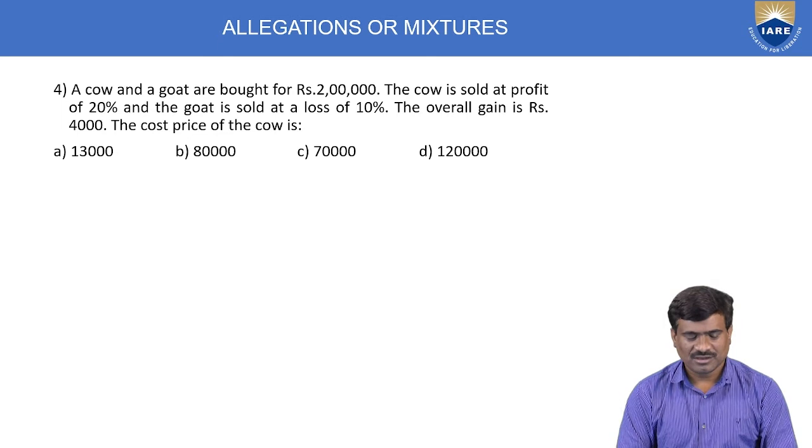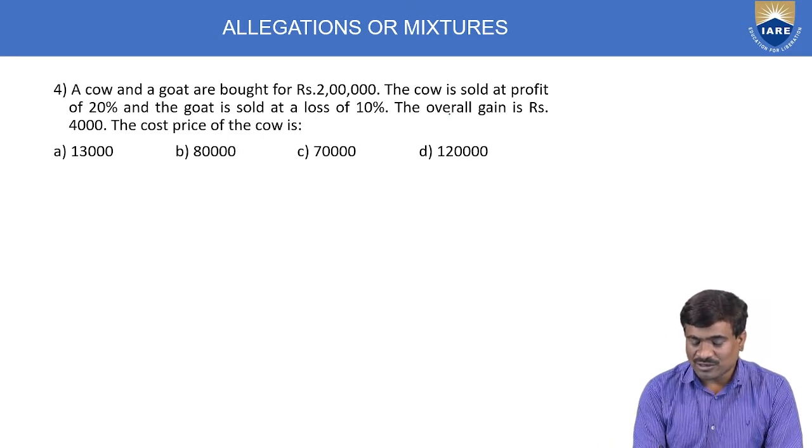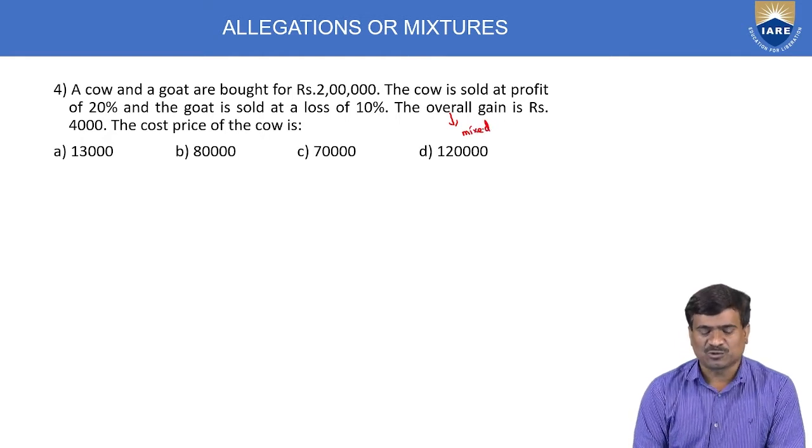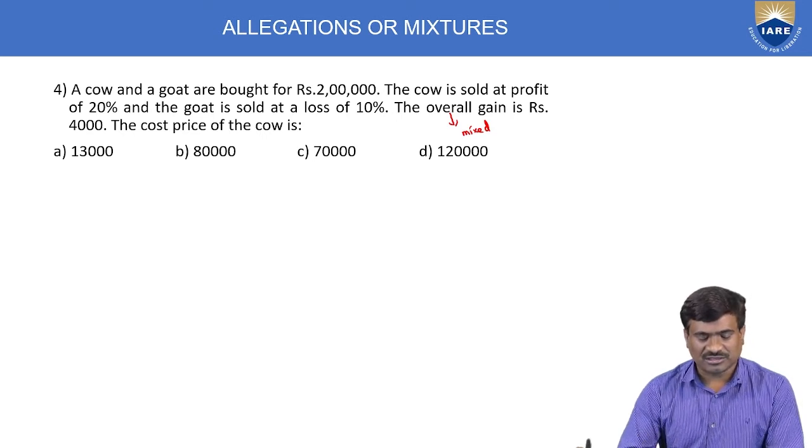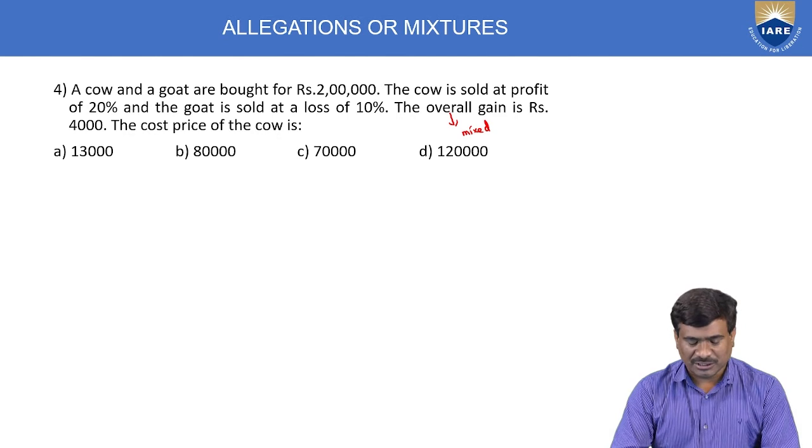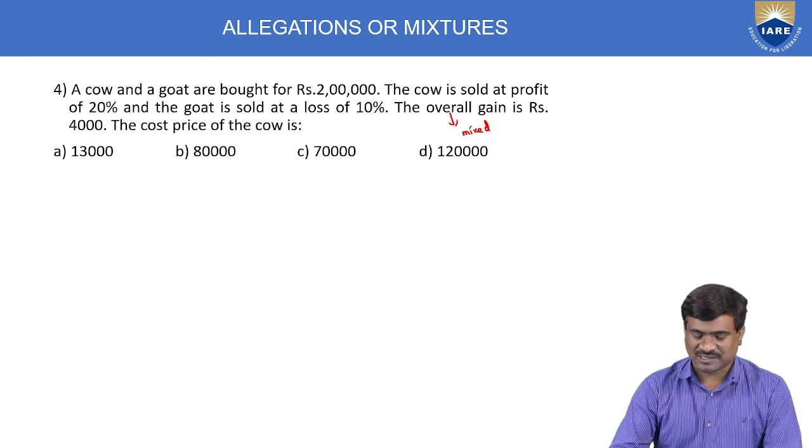Important. A cow and a goat are bought for rupees 2 lakhs. The cow is sold at a profit of 20% and the goat is sold at a loss of 10%. The overall gain is rupees 4,000. Here overall indicates mixed. Mixed gain is rupees 4,000. The cost price of the cow is dash. A 13,000, B 80,000, C 70,000, D 1,20,000.